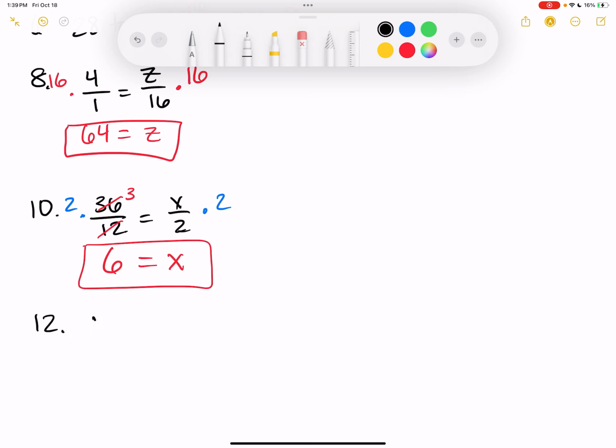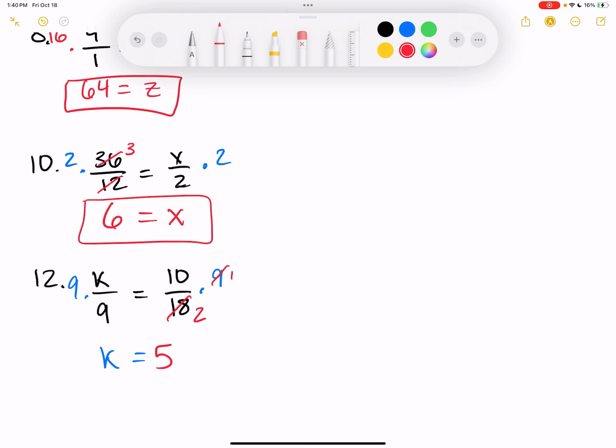12. K over 9 equals 10 over 18. So what do I do with this one? Multiply by 9. So I'm left with K equals, what can I do on this side? You could simplify it. How? 9 goes into 18 twice. Yep, 9 goes into 18 2 times, so I can cancel this and rewrite 18 as 2. That's just a 1 now. So now I have 10 over 2, which is 5.